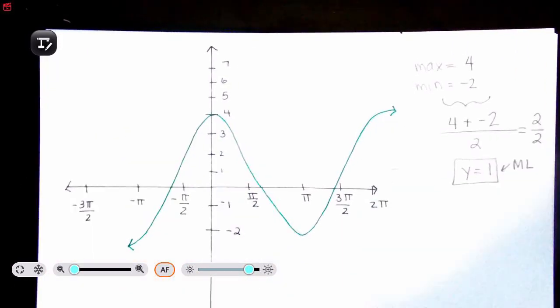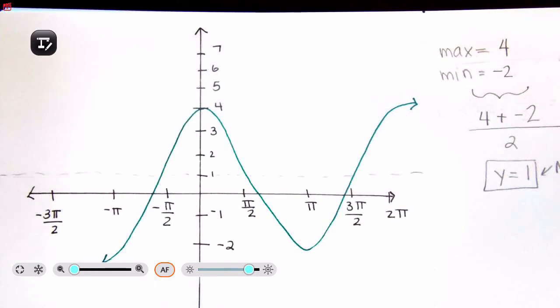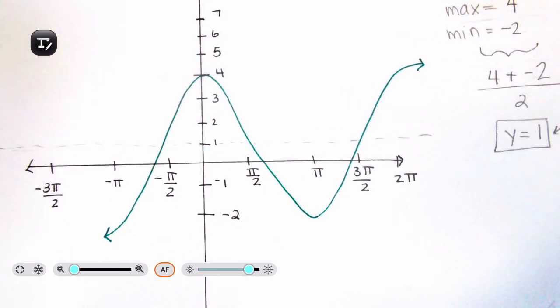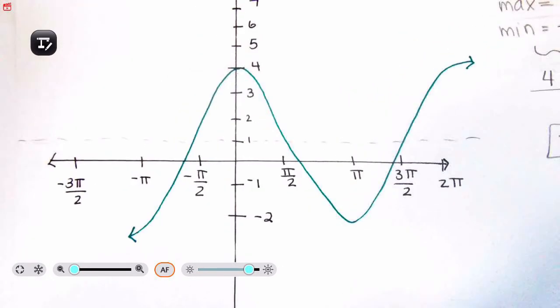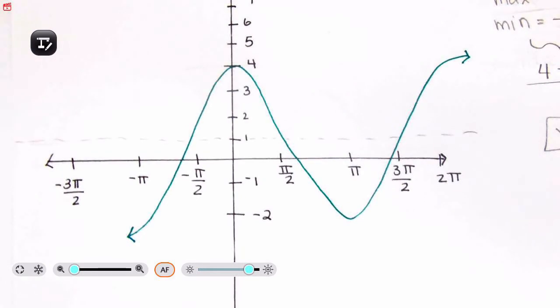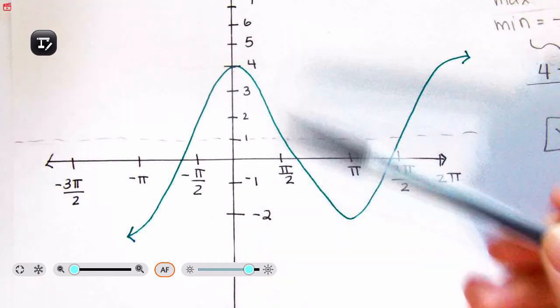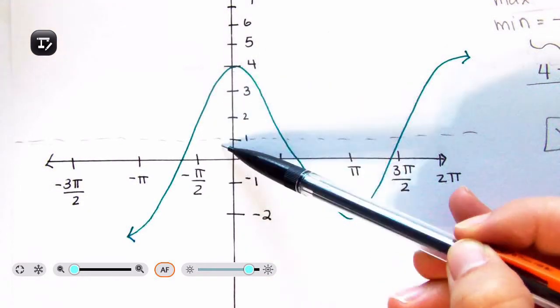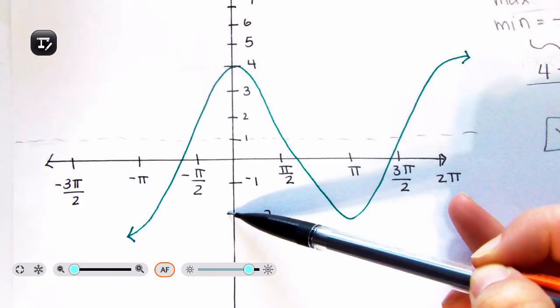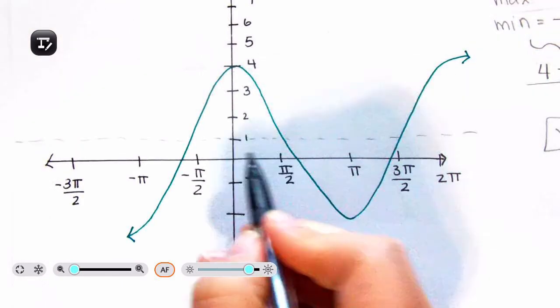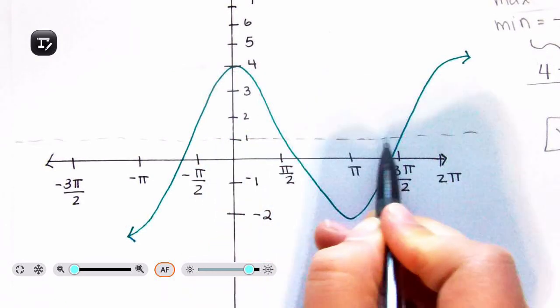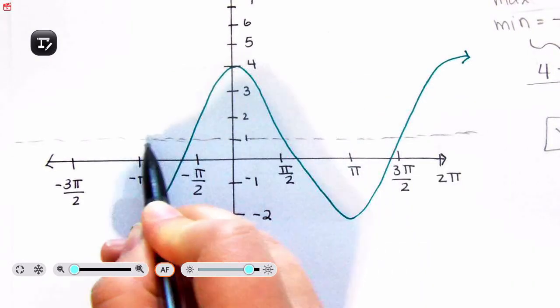Now, I typically don't do that. I promise you guys, I will tell you everything, all the little tricks if I can. I typically don't do that. I know that my midline is halfway between the maximum and my minimum. So then what I do is I just count. So I say 1, 2, 3, 4, 5, 6. 6 divided by 2 is 3. So 1, 2, 3. At 3 jumps, you have your midline.